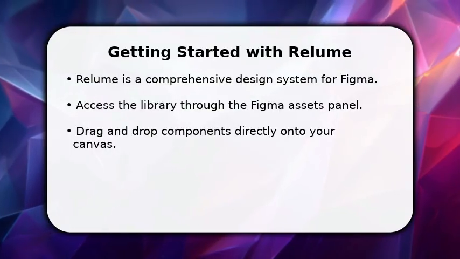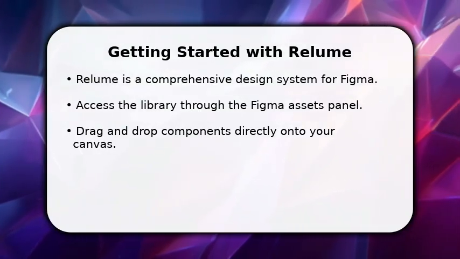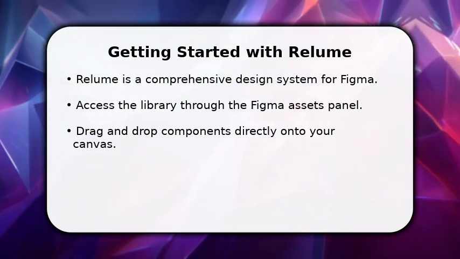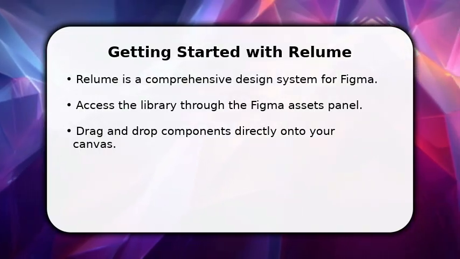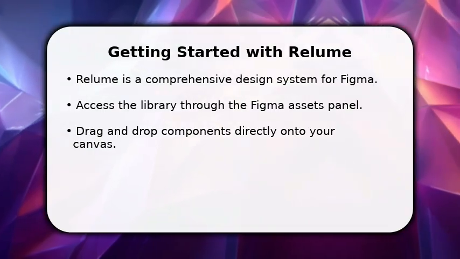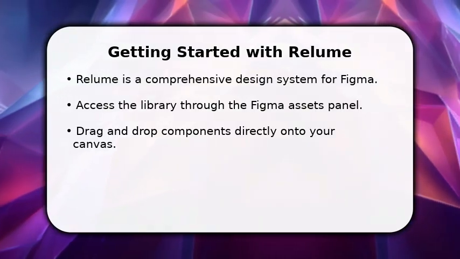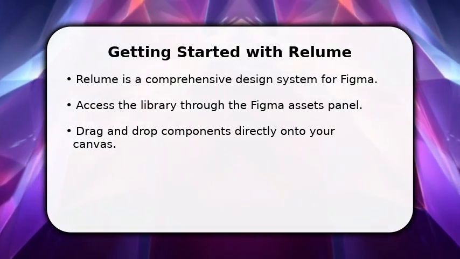In this video, I will explain how to use the Relume library in Figma. To begin, ensure you have the Relume library enabled in your Figma file. You can find it within the Assets panel on the left side of your screen. Simply drag and drop any of the over 1,000 pre-built components directly onto your canvas to start building your designs quickly and efficiently. This foundational step saves you countless hours.